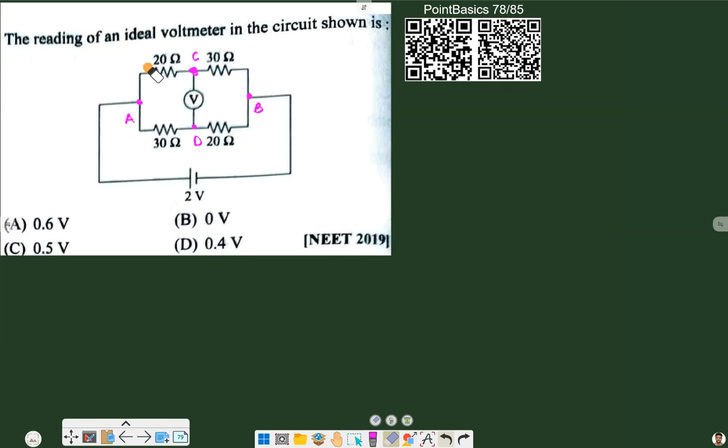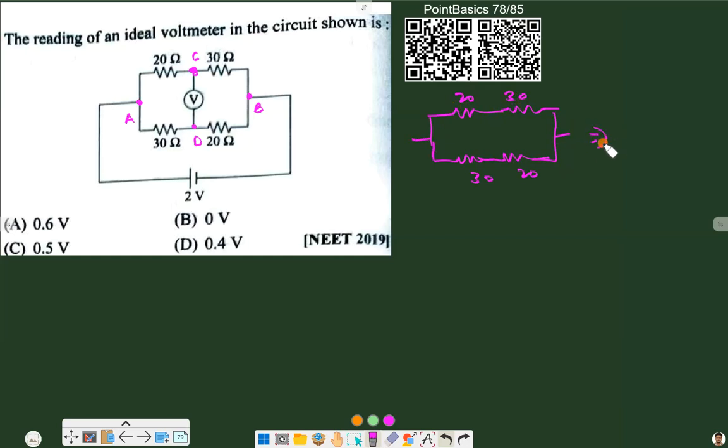So first we will calculate the current through the upper arm, then through the lower arm, and then we will multiply that current by 30, then by 20, and then we will find the potential difference. So first let's draw the diagram. Assume there is no voltmeter connected, so we have 20 and 30 in series, and here 30 and 20 in series.